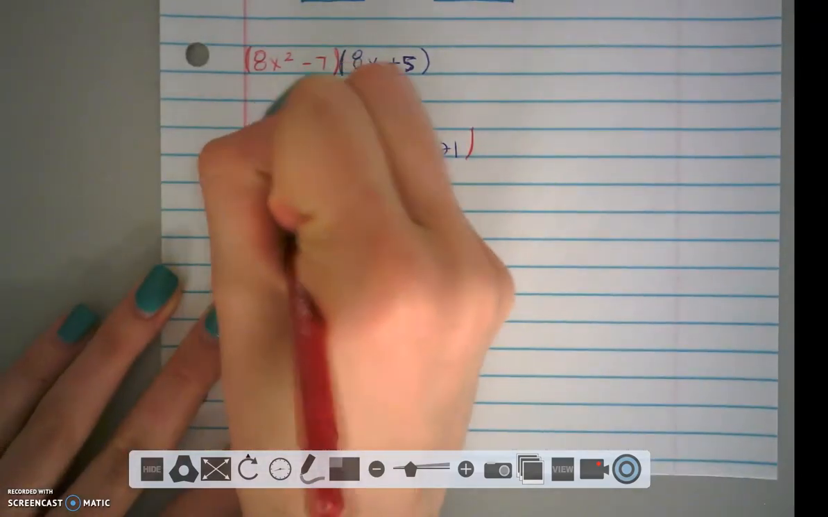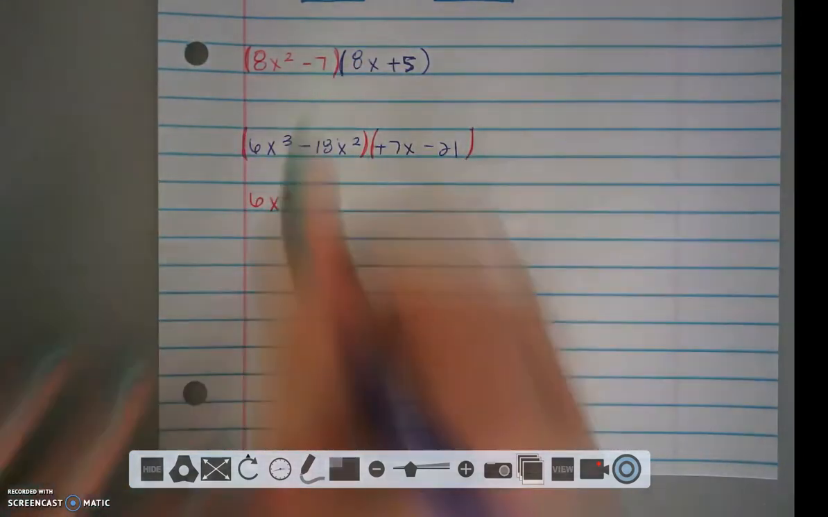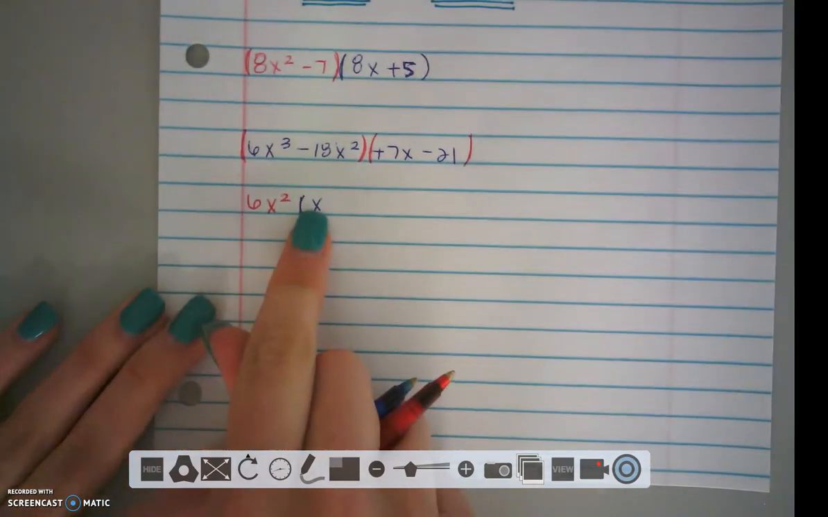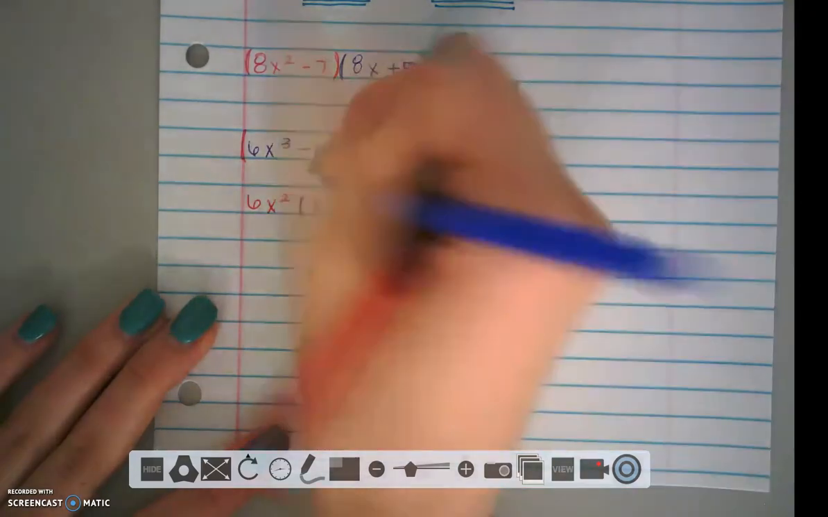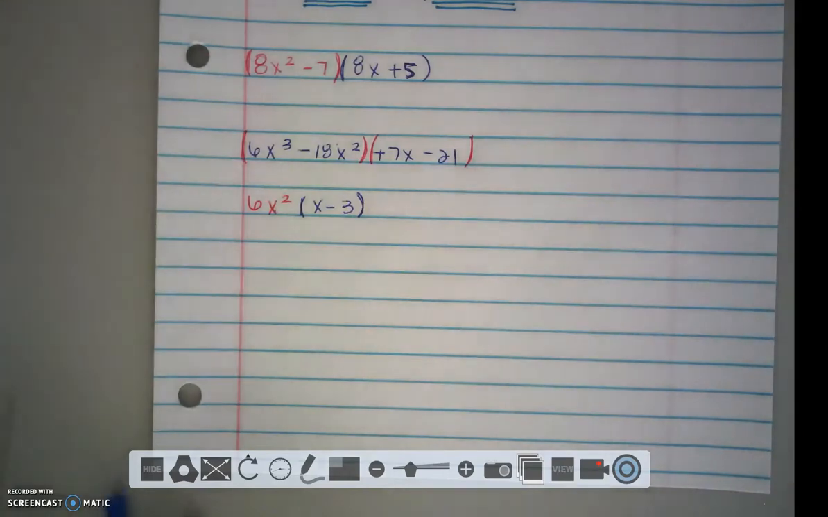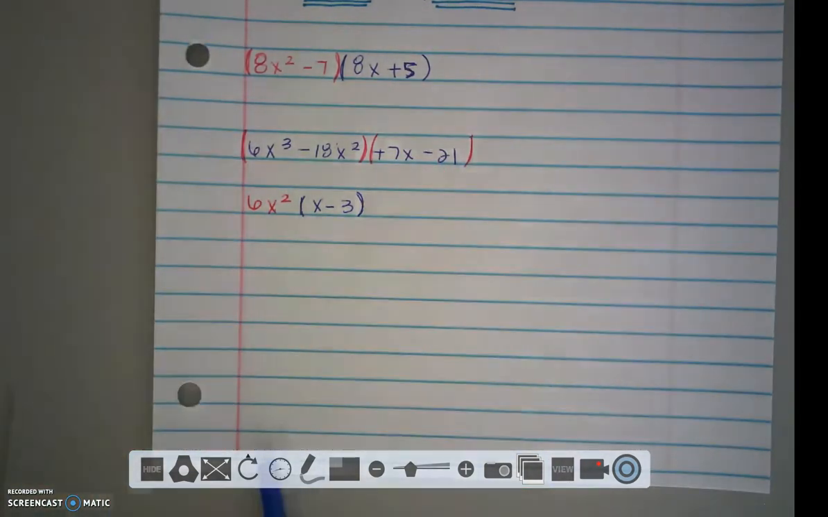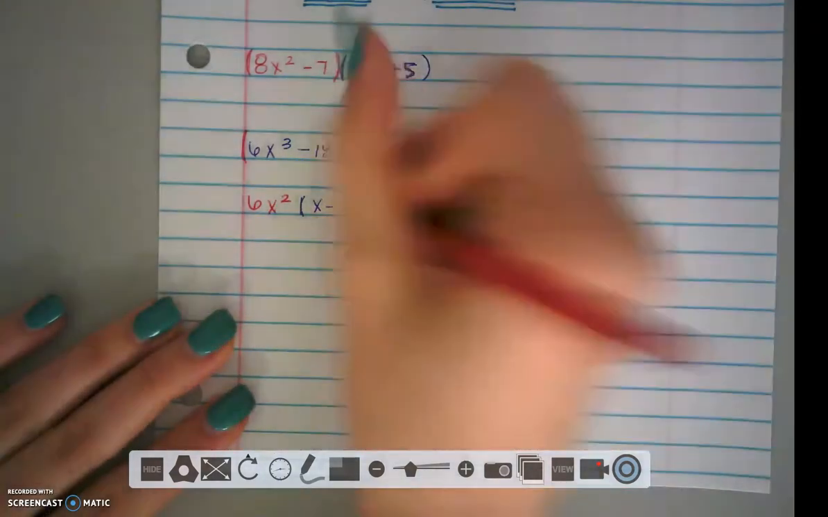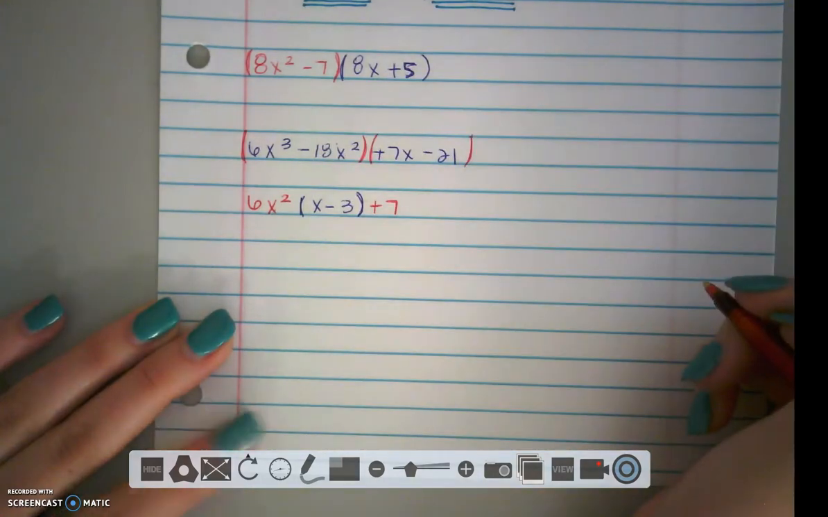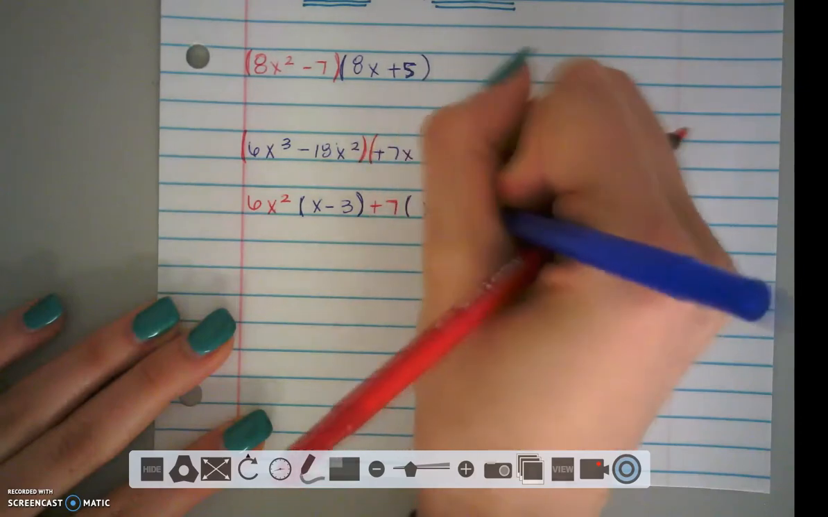And we'll take out an x squared. So what's left? There should be an x, because 6x squared times x is 6x cubed. And 6 times a negative 3 will get me that negative 18 back. Let's try the same method for the second group of terms. The biggest number in common, the GCF, is going to be a positive 7. That positive 7 is going to leave me with an x and a negative 3.